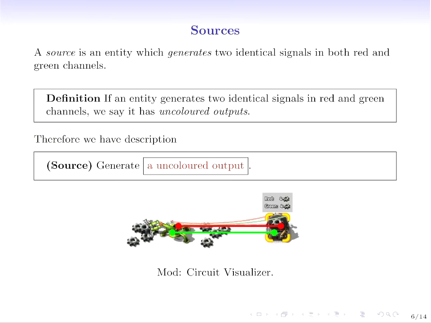Therefore, we can say that a source is something that generates an uncolored output. In the picture you see I have a source which is an inserter where I set it to read its hand content, and right now it's holding 4 gears, and in both red and green channels I have 4 gears being recorded. And the mode I use for displaying these nice lines for wires is called circuit visualizer.